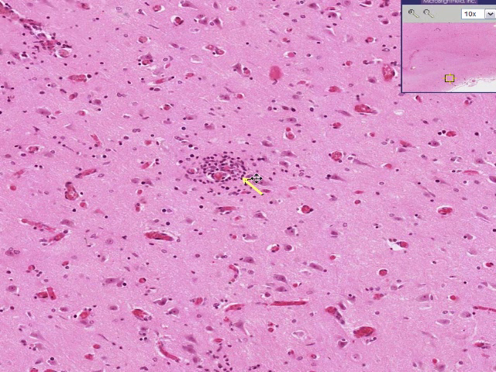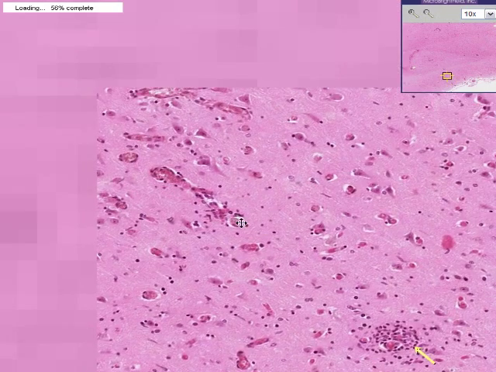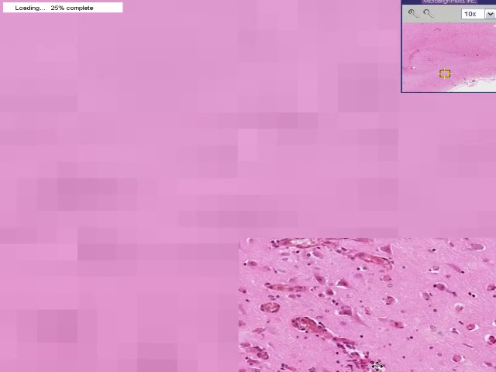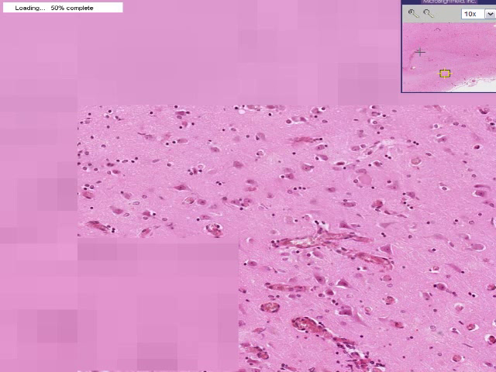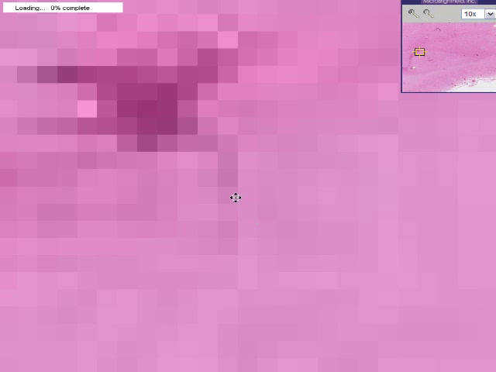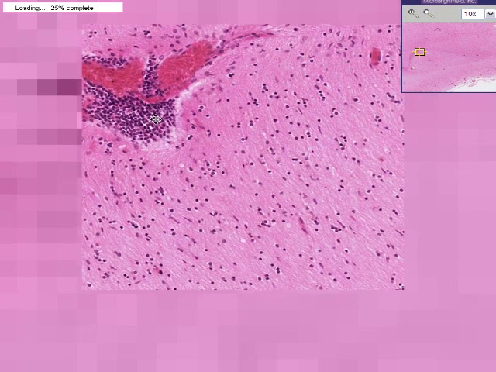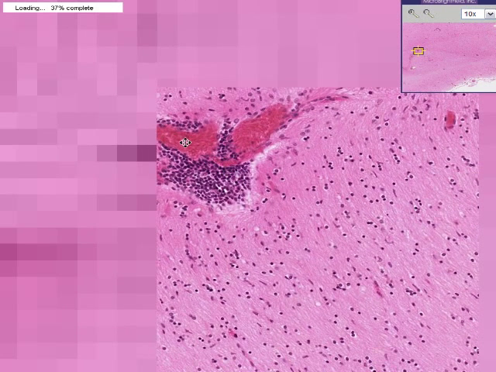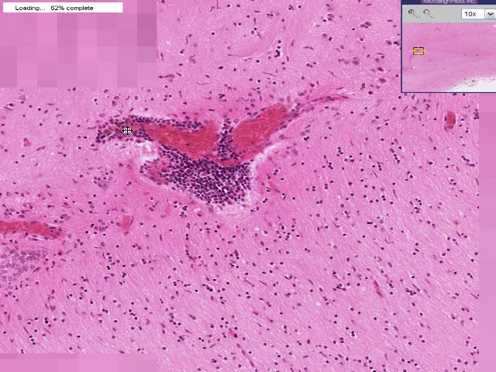Perivascular intracerebral blood vessel cuffing is the classic hallmark feature of an encephalitis, and specifically usually of a viral encephalitis, no matter what the virus is. Not to say that there aren't other patterns, but this is the most common one. And what I want to do now is go to another area in which this same pattern is even more pronounced. Here's another blood vessel, and here's a whole bunch of lymphocytes surrounding it.